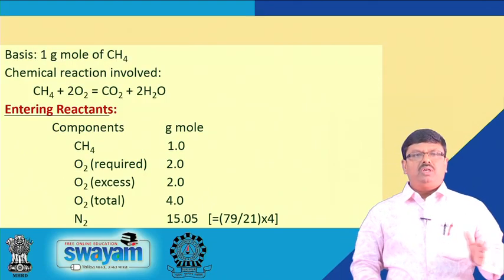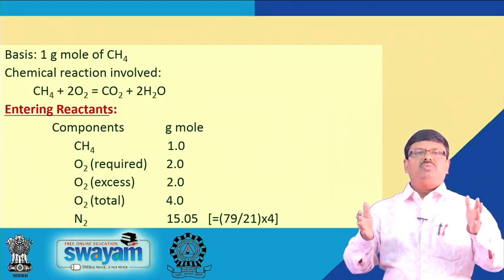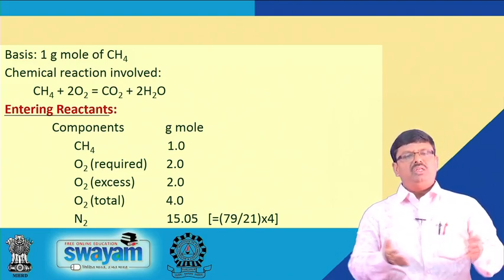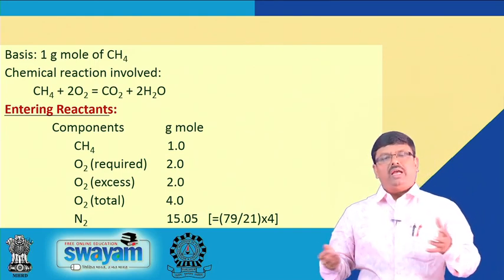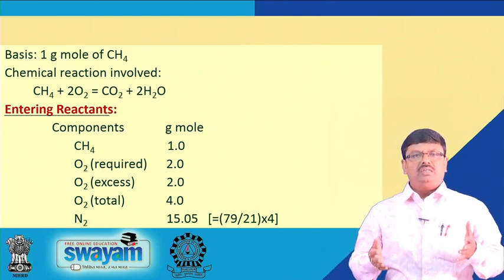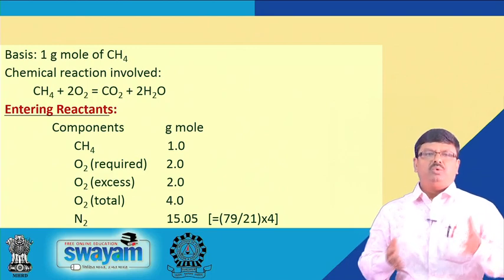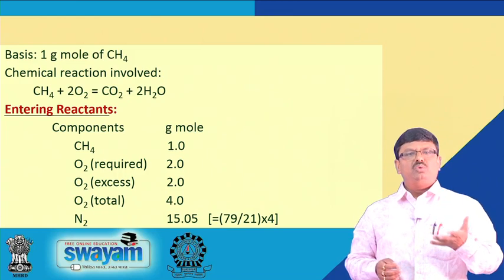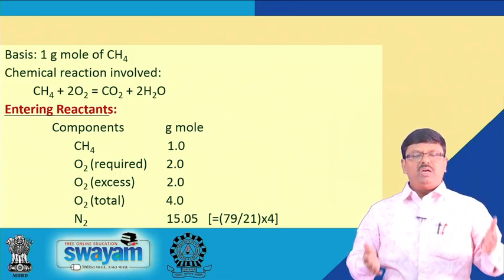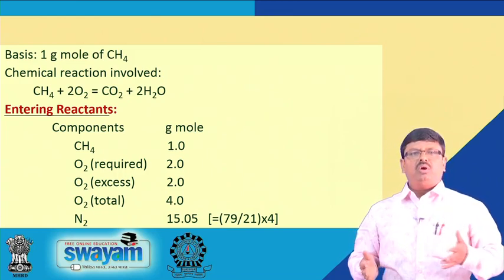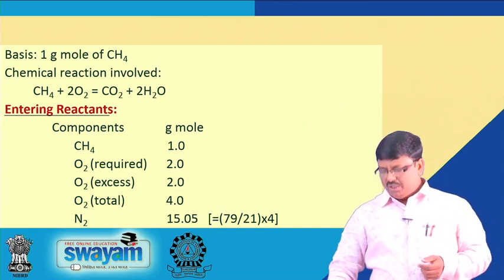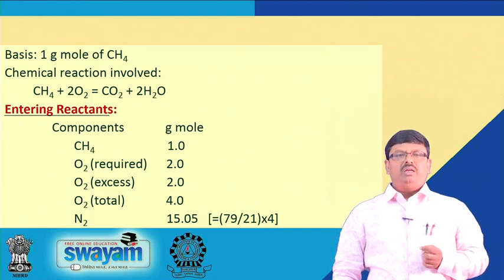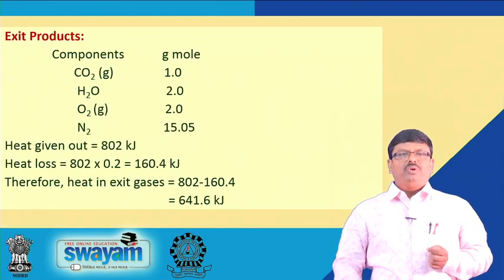The procedure is as I have already told. It is basically the same, and the basis that you considered here is to be opted for here. In the chemical reaction involved, methane is oxidized to form carbon dioxide and water, and similarly we can split it up for the entering reactants and the exit products, where the components are in gram mole. From the stoichiometric equation, methane is 1 mole, oxygen required is 2 mole, and oxygen excess is 2 mole, because 100% excess air has been supplied, and the total oxygen is 4 and nitrogen is 15.05, which we get from the standard ratio, 79 by 21 times 4.